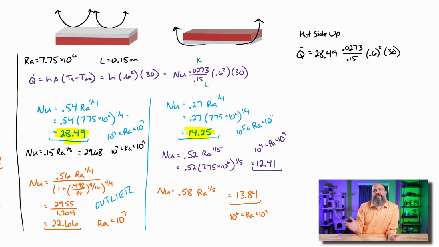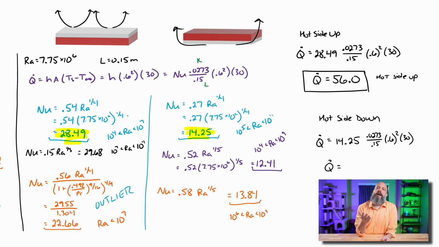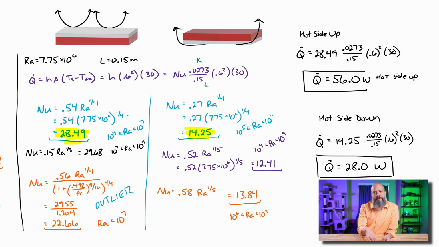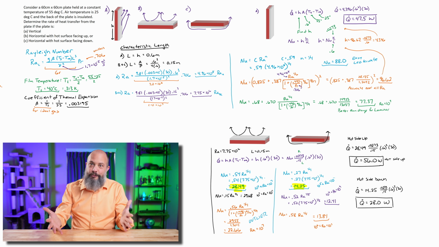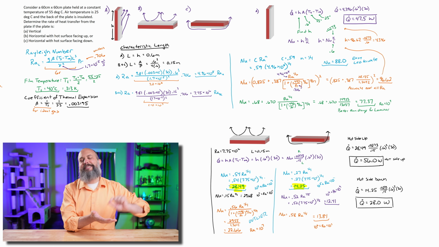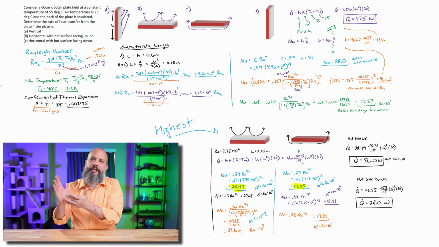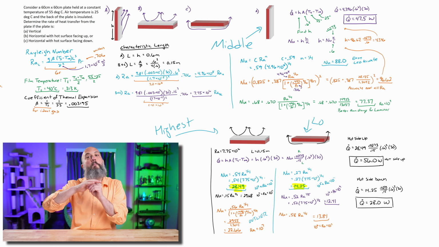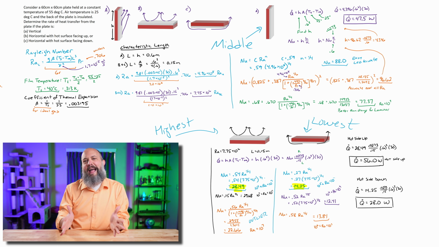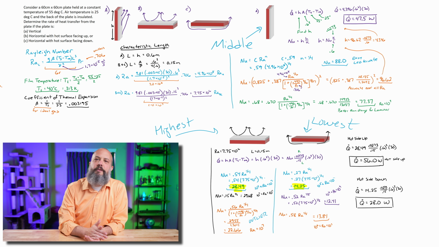So plugging these into Newton's law of cooling, I get a Q dot of 56 watts with the hot side up, 28 watts with the hot side down. And now this is the result that I was expecting. Hot side up should have the highest. Vertical should be a little bit lower, but still pretty good. And hot side down should be much lower. It's a much harder path for the hot air to escape when the hot side is facing down from the horizontal surface.